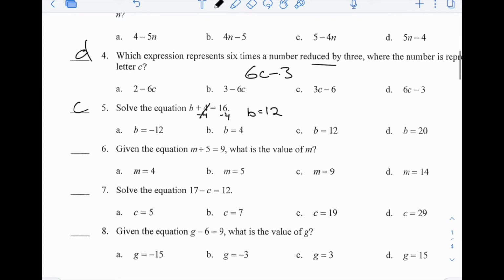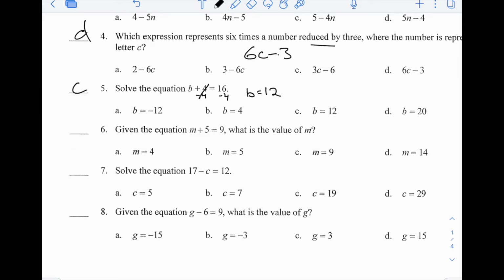C. Given the equation m plus 5 equals 9, solve this one. Opposite operation, subtract 5 from both sides. That isolates my variable, leaving 9 minus 5, which is 4, so it would be A.